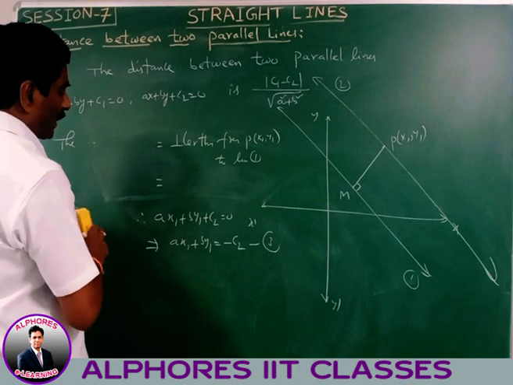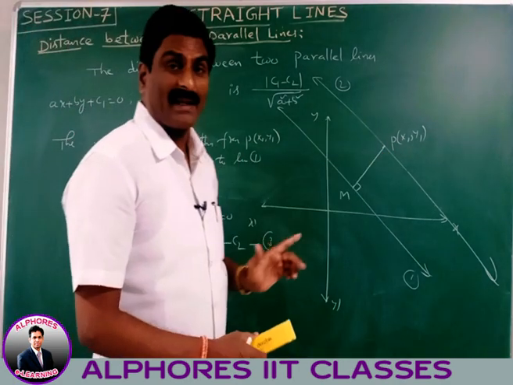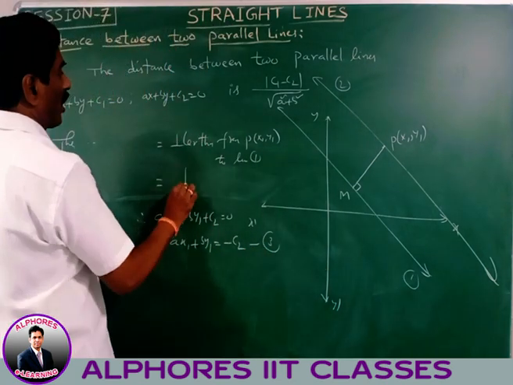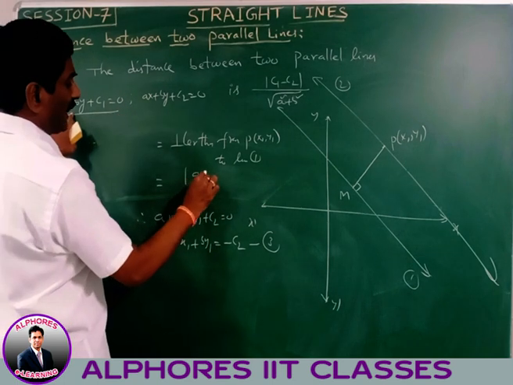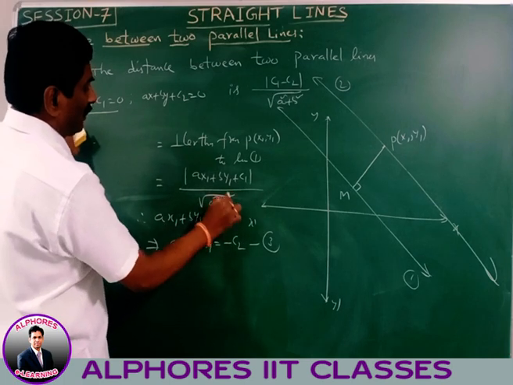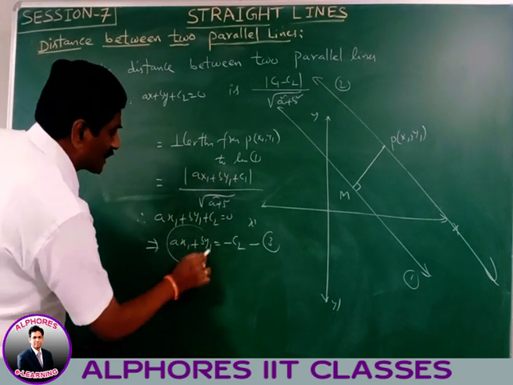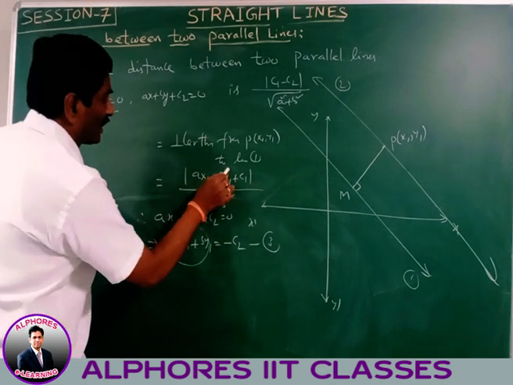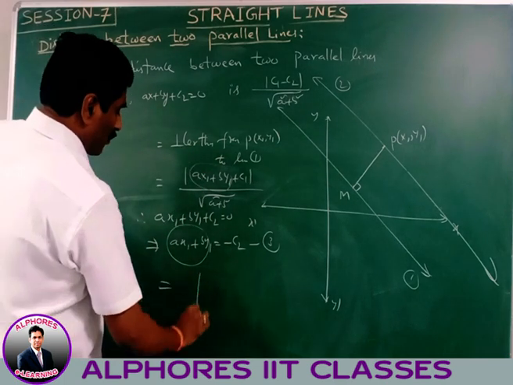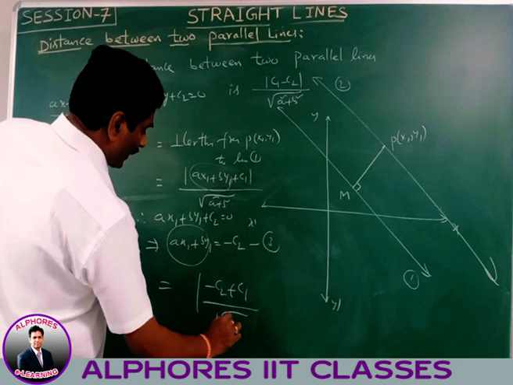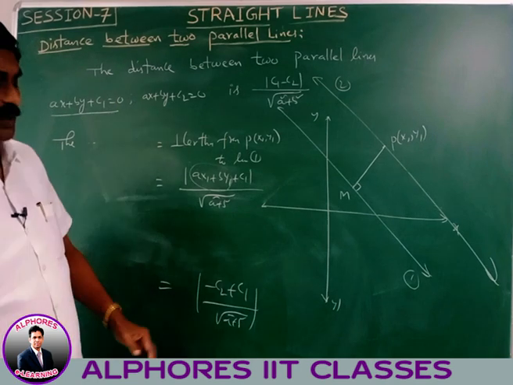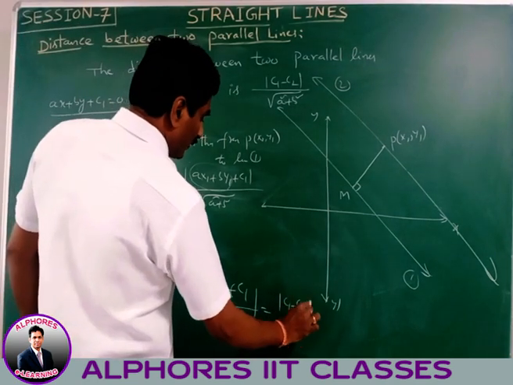What is the perpendicular distance from a point to a line? Mod of ax1 plus by1 plus c by root over a square plus b square. That means for the first line, mod of ax1 plus by1 plus c1 by root over a square plus b square. But what is the value of ax1 plus by1? From equation 3, the value of ax1 plus by1 is minus c2. Replacing, we get mod of minus c2 plus c1 by root over a square plus b square. Minus c2 plus c1 is nothing but c1 minus c2. That is equal to mod c1 minus c2 by root over a square plus b square.